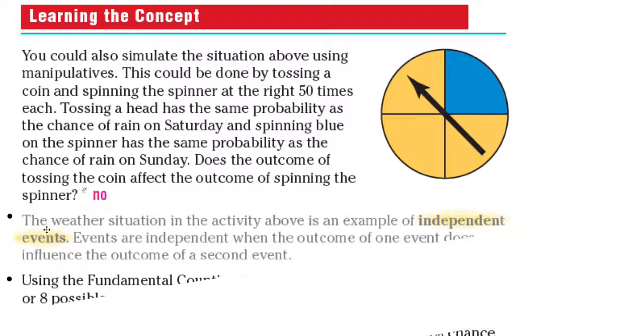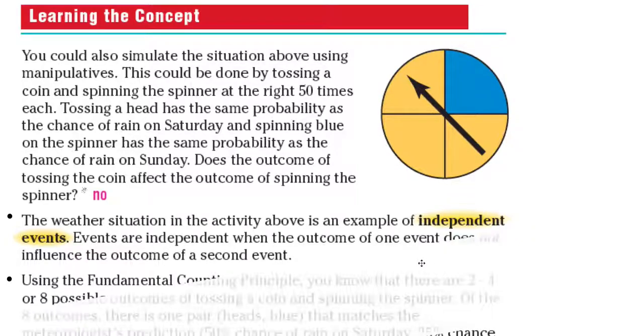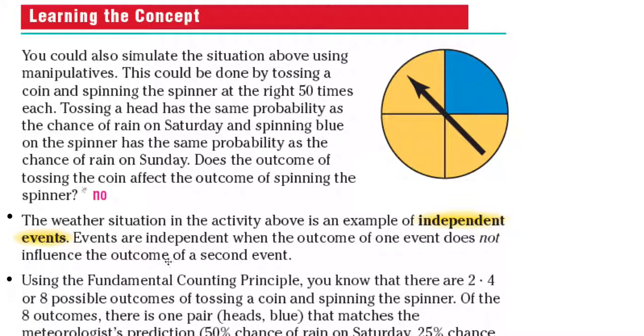The weather situation and the activity above is a good example of independent events. Events are independent when the outcome of one event does not influence the outcome of the second event.